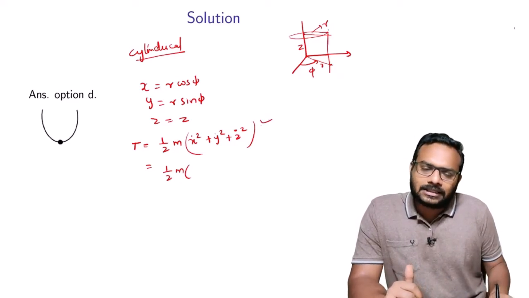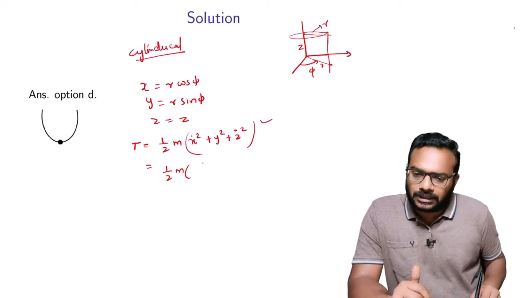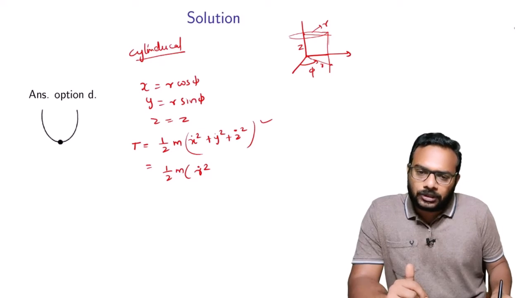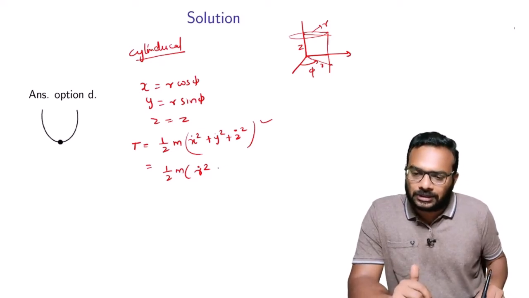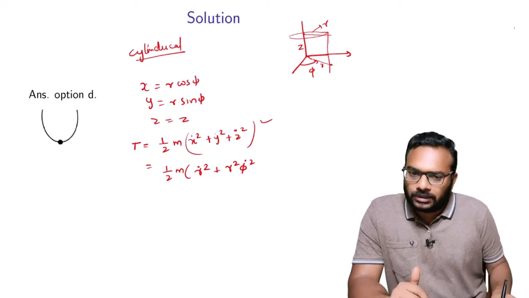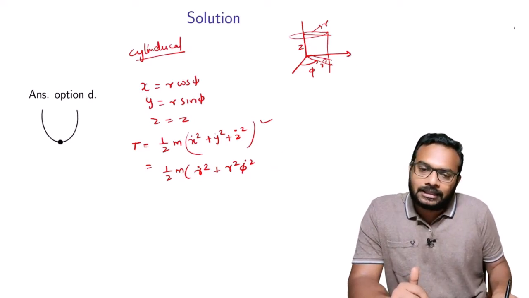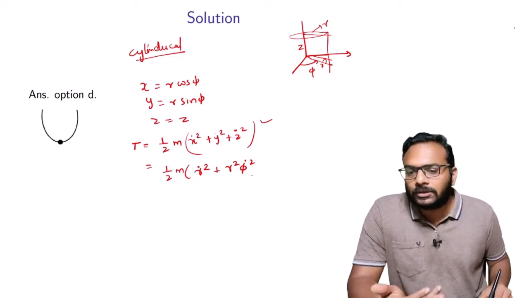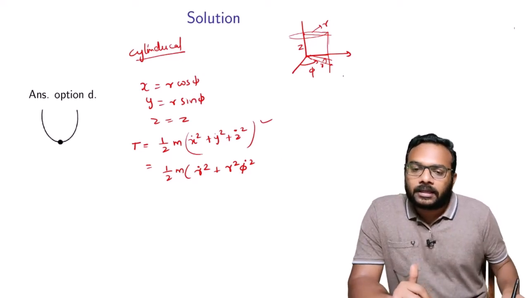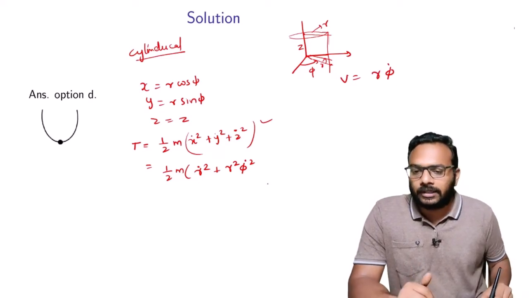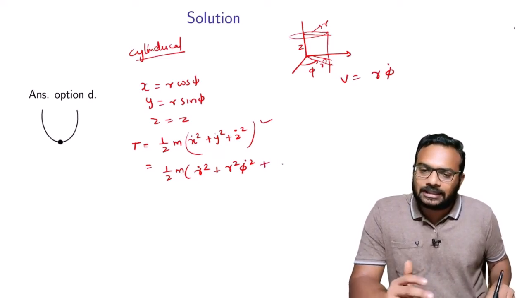The velocity corresponding to a radial change is simply ṙ. And the velocity corresponding to a change in phi we can write as r φ̇. So this would be r² φ̇². Because when phi changes by a small angle, the distance moved is r dφ, and the corresponding velocity we can write as r φ̇. V = r omega, so V = r φ̇. There's also the term corresponding to the coordinate z, that's ż² itself.